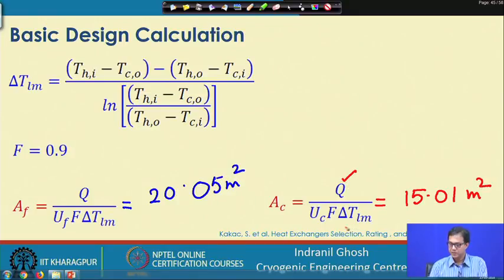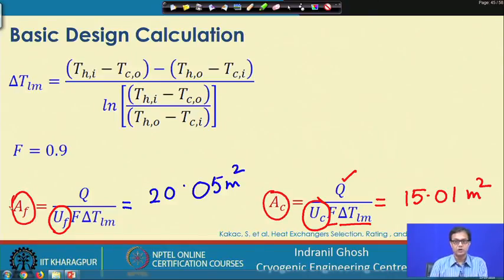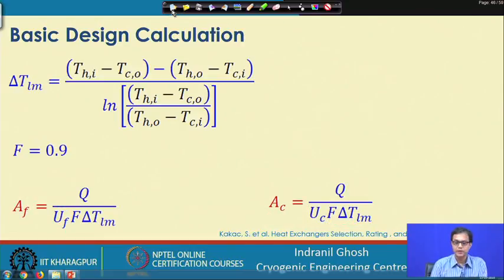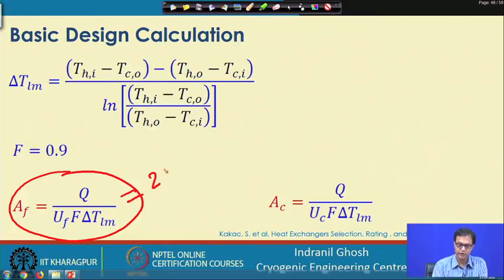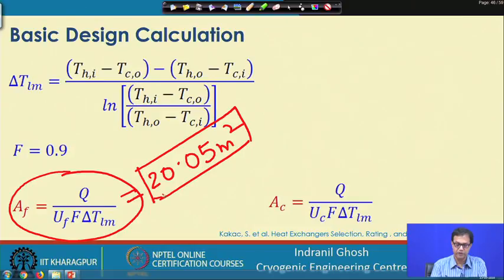So, the Q remains same, the delta T L m and F remain same, and the only thing changing is U f and U c, which gives rise to different overall areas to be taken into consideration for the heat exchanger calculation. Once we know this necessary heat transfer surface area, obviously we will go by the surface area which corresponds to 20.05 meter square. So, our calculation will be based upon this one, because eventually we find that fouling is going to occur, and if we do not take that extra area, the desired performance of the exchanger cannot be expected after a certain time.